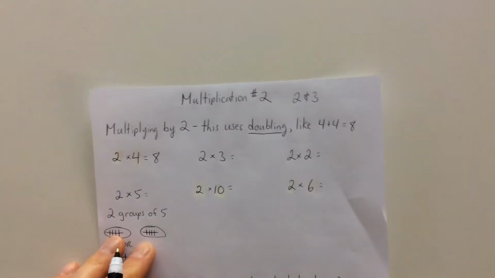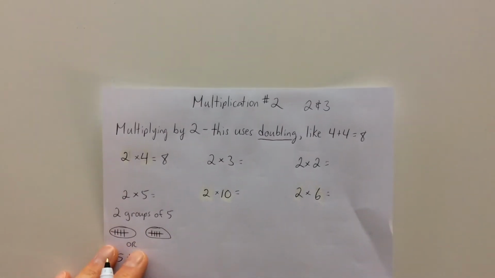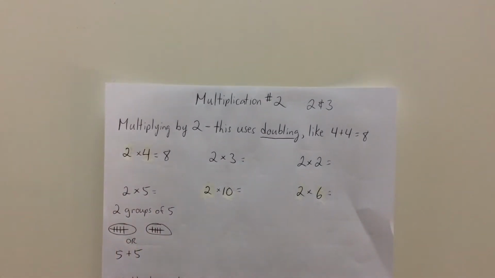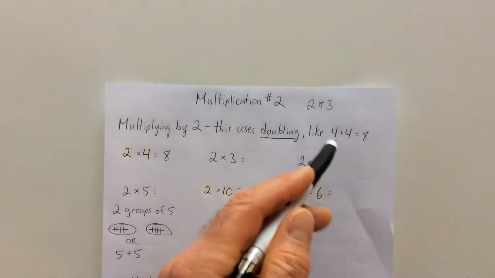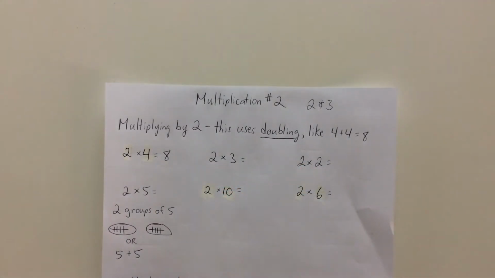Okay, so there's a little rule or strategy to help you with multiplying by 2. It uses doubling, and I give the example of 4 plus 4 is 8. So knowing your doubles can be really helpful. If you're struggling with that, I would practice your doubles: 1 plus 1, 2 plus 2, 3 plus 3, all the way up to 10 plus 10. Knowing your doubles will be helpful, especially when multiplying by 2.